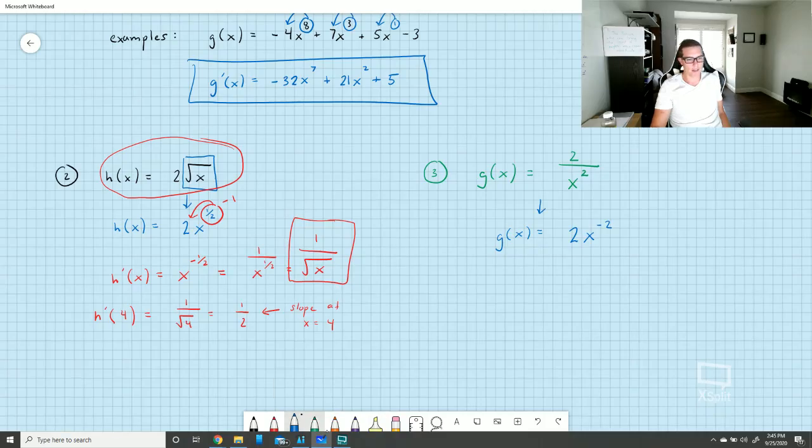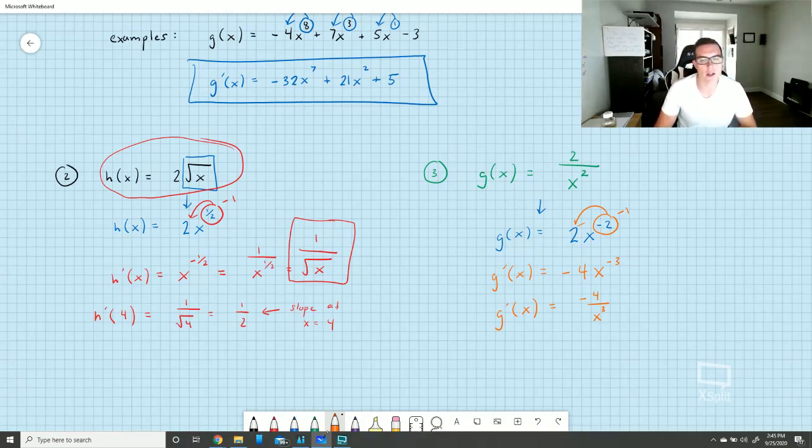And now to find the derivative, you multiply by the power. Multiply by the power, which is negative 4 times x, and then subtract 1 from the power to the negative third. And then you can rewrite it, which is negative 4 over x cubed.